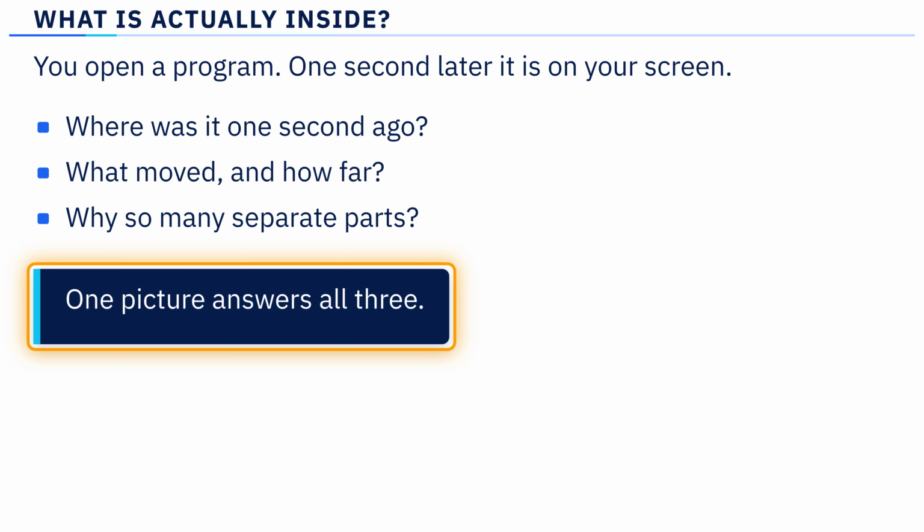One picture answers all 3. We will build it, then explain it, then follow your click across it. It is simplified as it has to be, but nothing in it is invented. Every part is real.